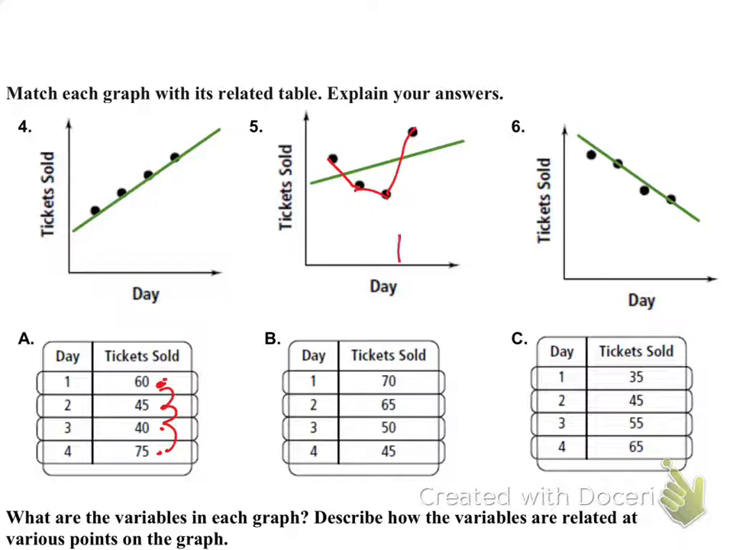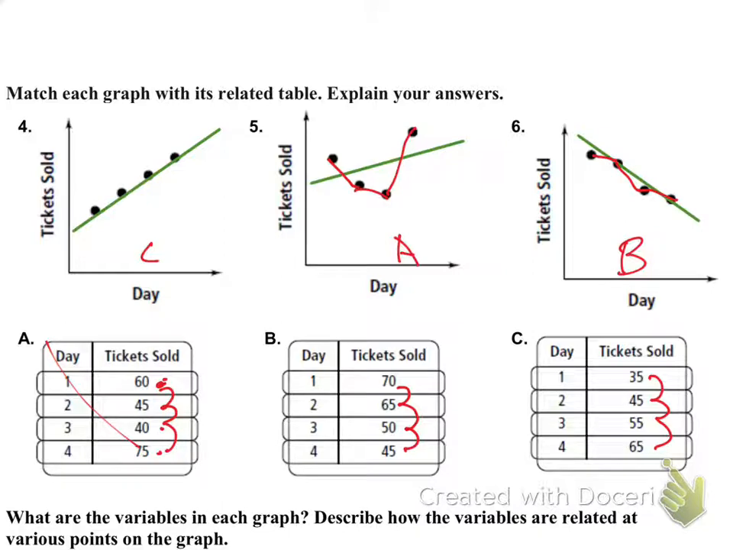So this one would be B. Sorry, not B, A. So this one's good. All right, day 1, we're at 70, and then we go down, and then we go down, and then we go down. So it's a negative trend line. So I would say this one is B because it goes down, down, down. And then C, as it goes up each time.